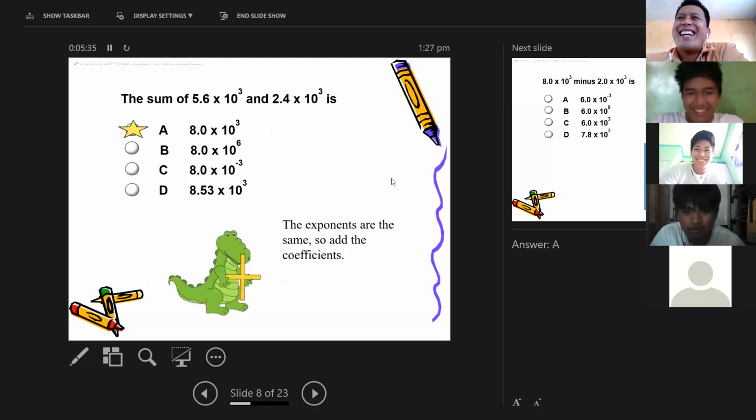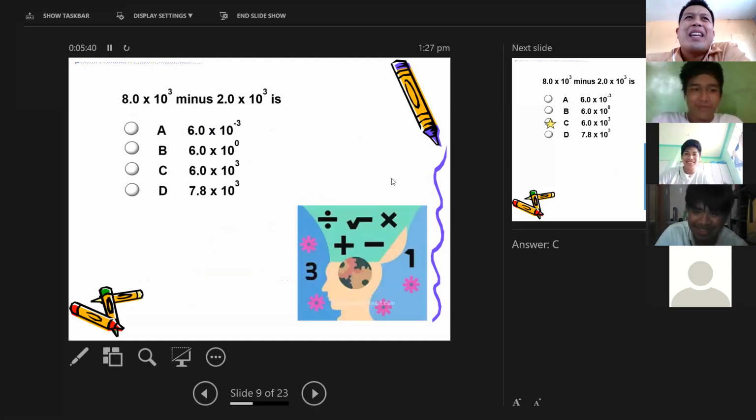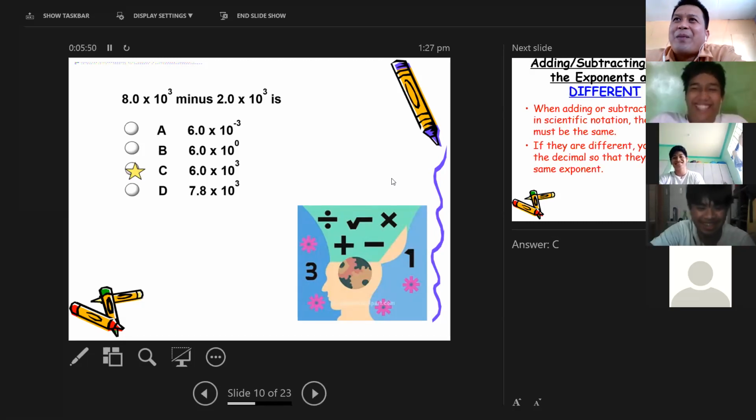Very good. James, number 2: 8.0 times 10 to the power of 3 minus 2.0 times 10 to the power of 3. 6 times 10 to the power of 3, which is C. Very good.